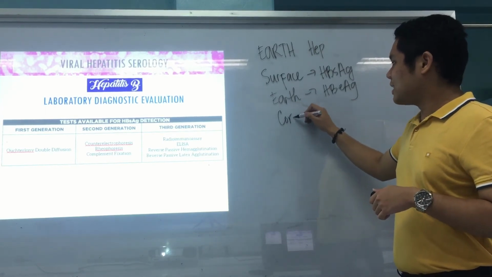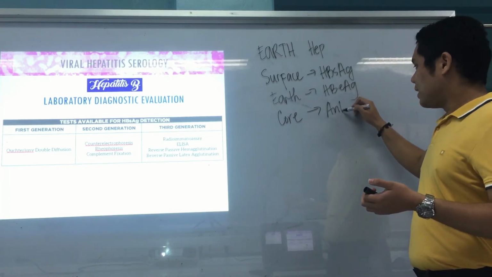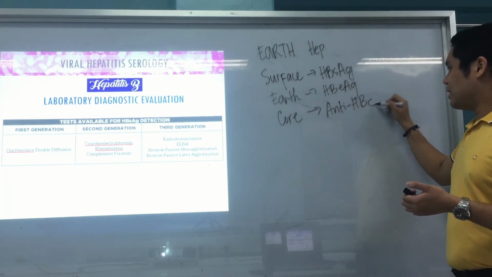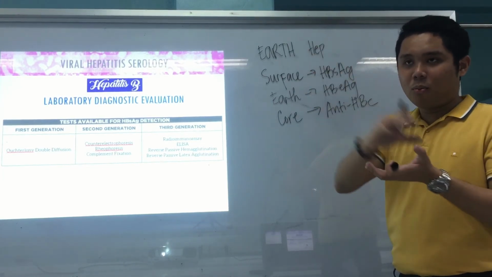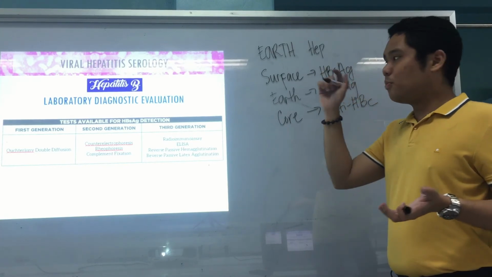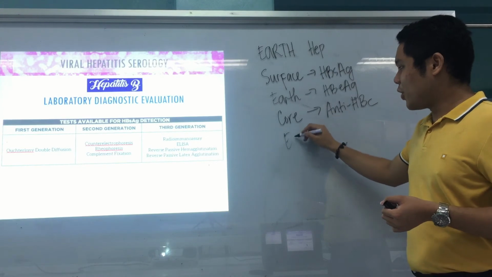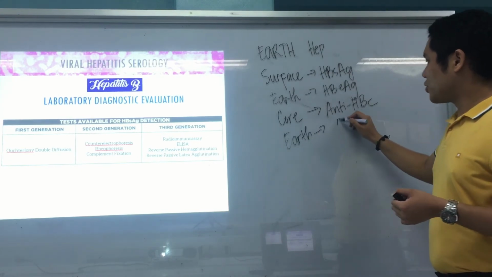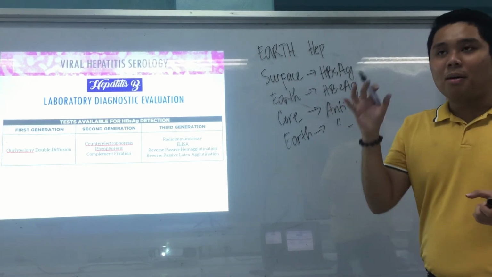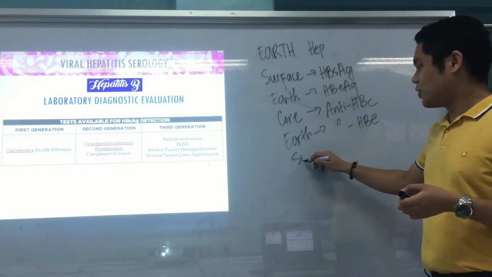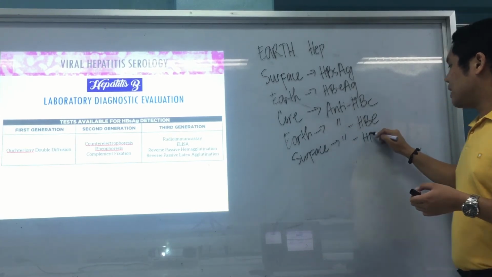But this time at the core, there is no antigen, so this is now your anti-HBc. And then, of course, you have reached the core. So when you are done, you go back out. What you do is put soil on the core so that you reach the Earth, which is your anti-HBe. And lastly, when you put soil on the Earth, you reach the surface again. So, surface, which is now your anti-HBs.